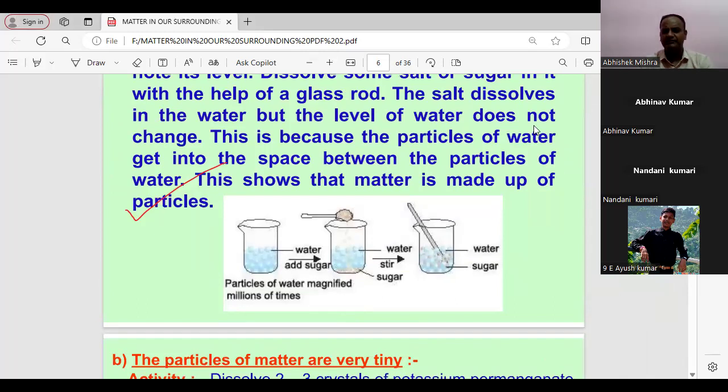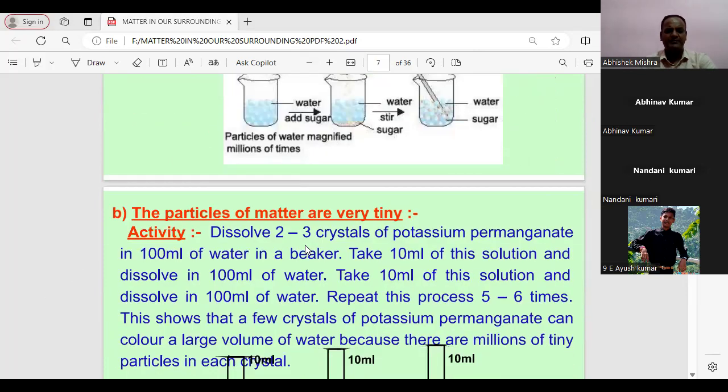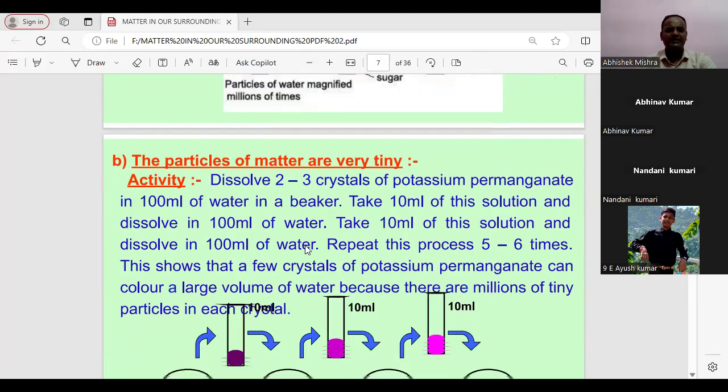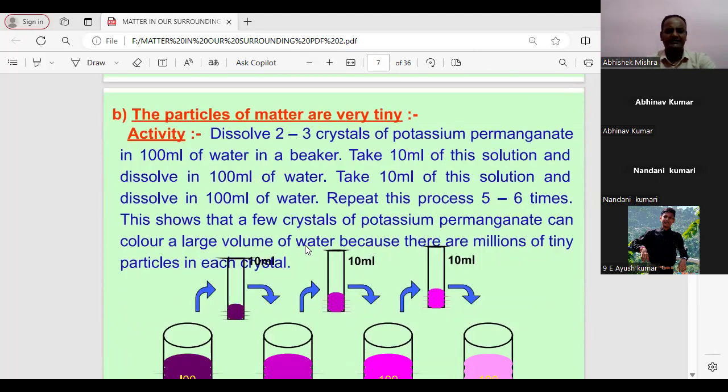What is done in this activity, Abhinav? The particles of sugar are mixed with the particles of water. Okay, correct. Good, Abhinav. Next, students, we will be discussing the second characteristic of the particles of matter, that the particles are extremely tiny.